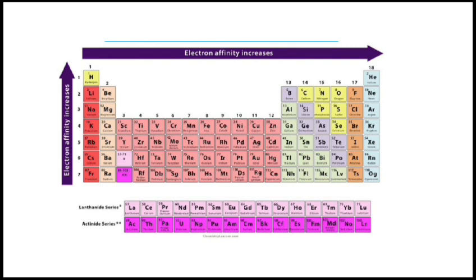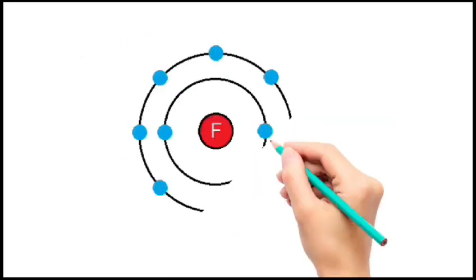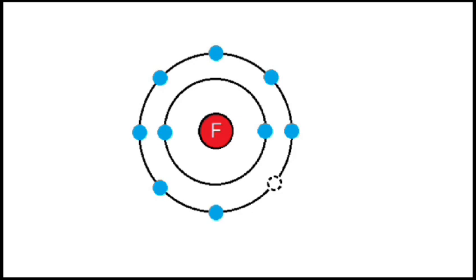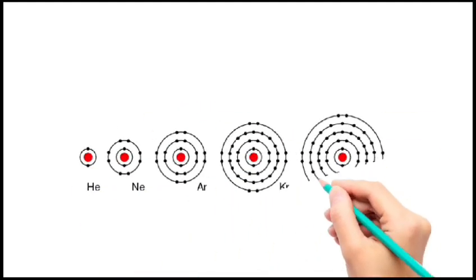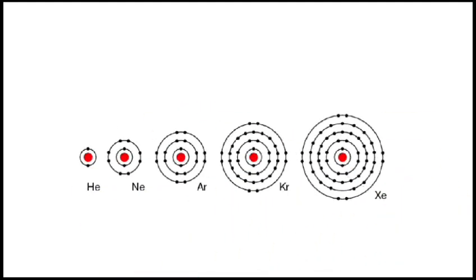Moving down a group, electron affinity becomes less negative as the added electrons are further from the nucleus and thus less attracted to it. For example, fluorine has a high electron affinity because it needs only one more electron to complete its valence shell. Elements like noble gases don't follow this trend because they already have a complete valence shell and don't need to gain electrons.